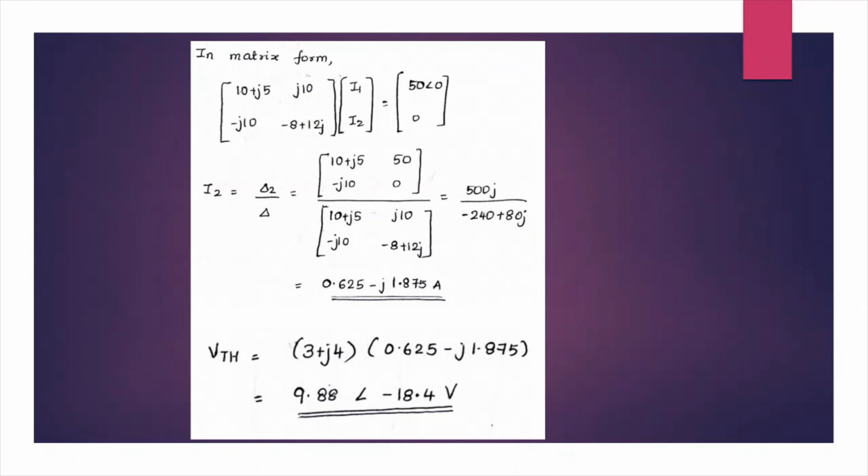So we have solved for I2, which is given by 0.625 minus j1.875. And if you multiply that, you will get VTH is (3 plus j4) into (0.625 minus j1.875). So the final answer will be 9.88 angle minus 18.4 volt.